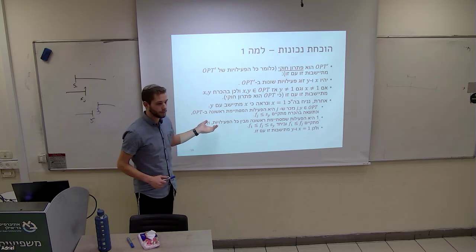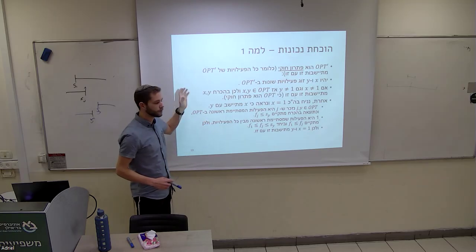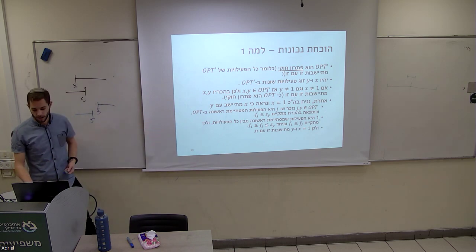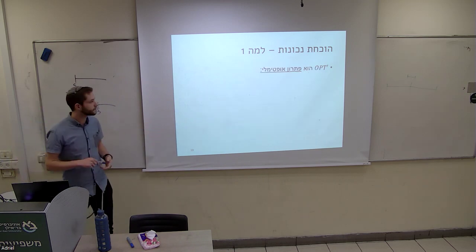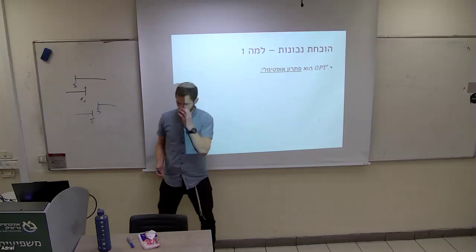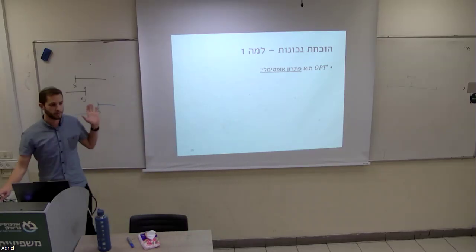All right. Usually the proofs are the same. It's the same structure, just different problems. And we'll see also in the next problem that it's the same. But now let's prove that opt tag is optimal. Second thing we need to prove; once we're done with this, we're done with the lemma.